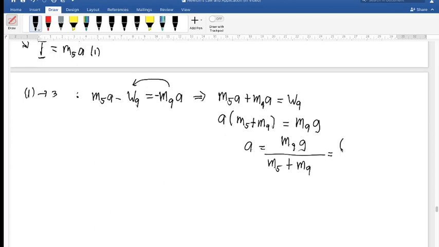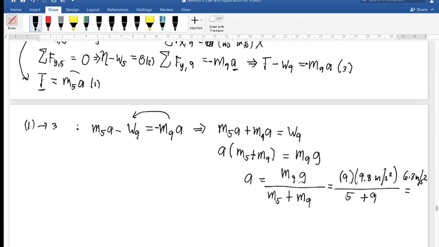Okay, so simplify. We have 9 kilogram times 9.8 meters per second squared divided by the mass of 5, which is 5 kilogram, plus 9, which is equal to, how much is that? That is equal to 6.3. So the acceleration of the two objects is 6.3 meters per second squared. So we are done with acceleration.